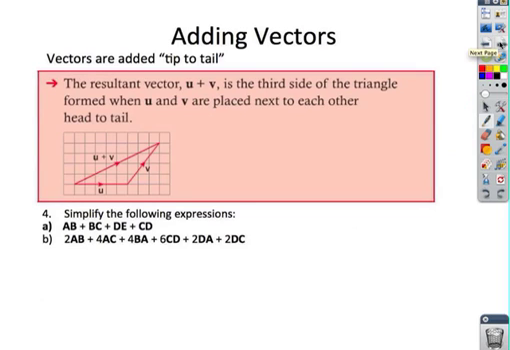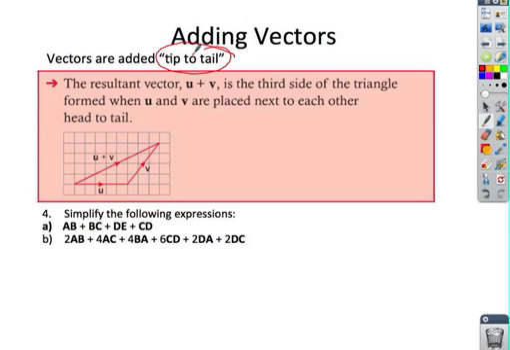Moving on here. Adding vectors. The big thing with vector addition graphically is that you need to add them tip to tail. That's the key. All right, but I've not seen many IB questions where you've had to actually graphically add vectors, but it's important to understand how they are added.